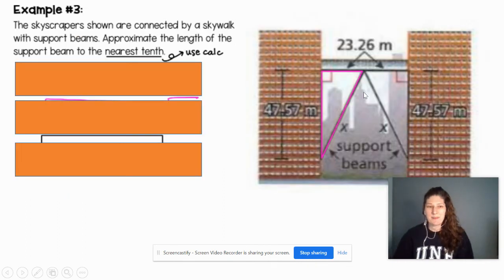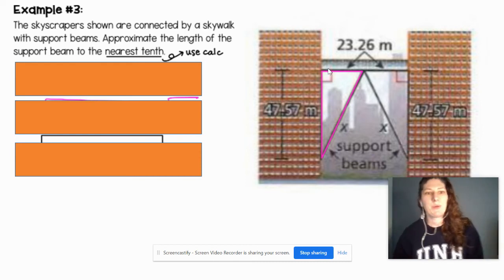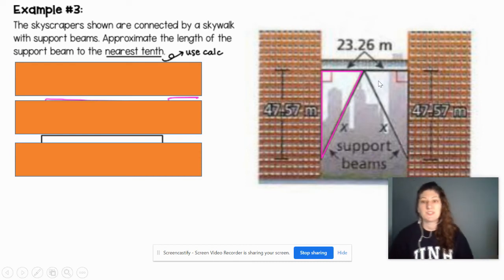The last example here says the skyscrapers are connected by a skywalk. So this is the skywalk right here where my mouse is hovering over. And it is supported with support beams. And we want to approximate the length of the support beam, so that's this piece right here, to the nearest tenth.